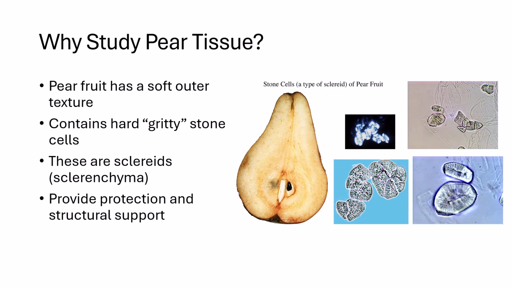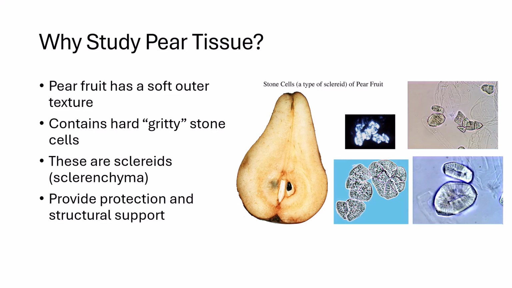Sclereids are a type of sclerenchyma cell with very thick lignified cell walls. Unlike parenchyma and collenchyma, these cells are dead at maturity and extremely rigid. In the pear, sclereids provide mechanical protection for the developing seeds and help reinforce the fruit tissue so it does not collapse under its own weight. Their hardness also discourages herbivores from chewing directly into the seed-bearing region.